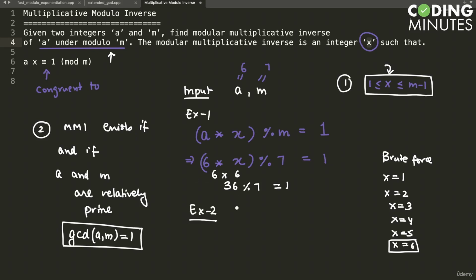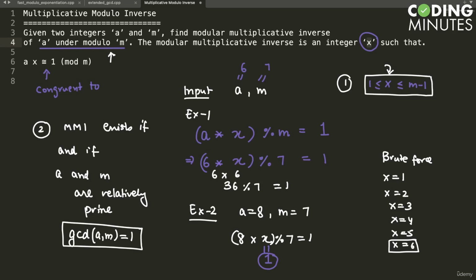Let's say the value of a is 8, and the value of m is, again, 7. You can see the GCD of a and m is 1. That means the multiplicative modulo inverse should exist. So 8 into something, taken mod 7, should be equal to 1. If you start with a brute force approach and put this value as 1, then 8 mod 7 is 1. So we can say 1 is the multiplicative modulo inverse of 8 under modulo 7.